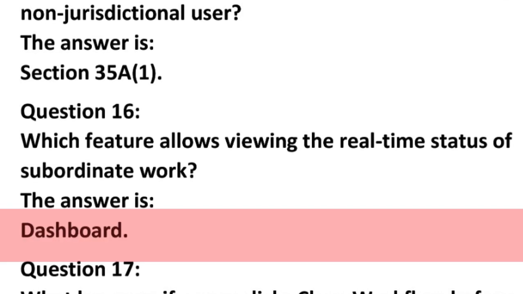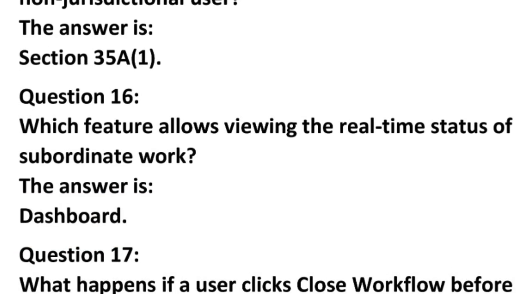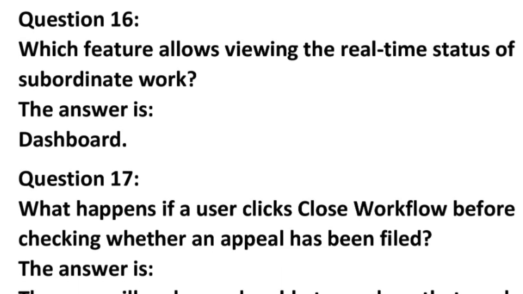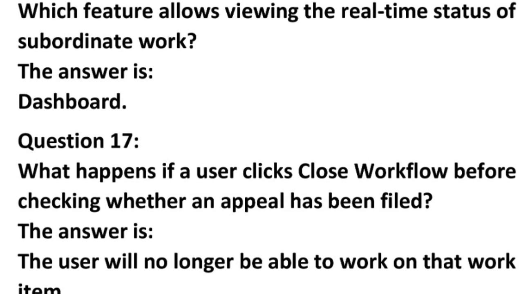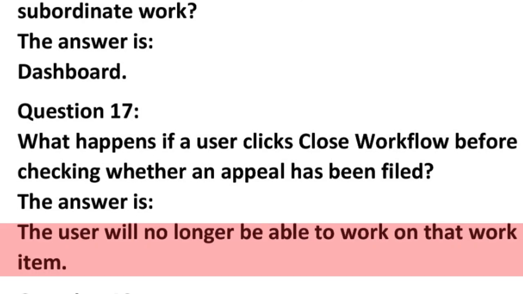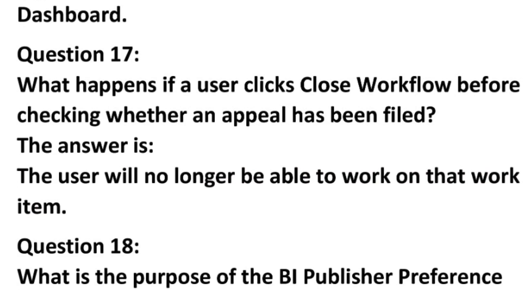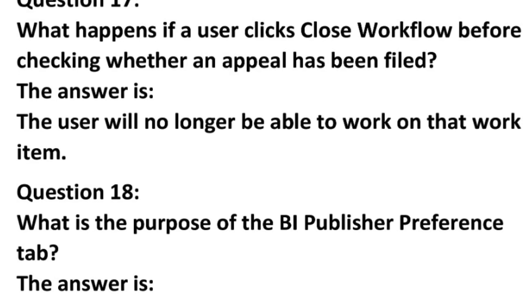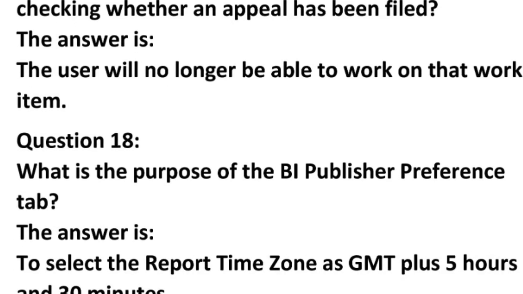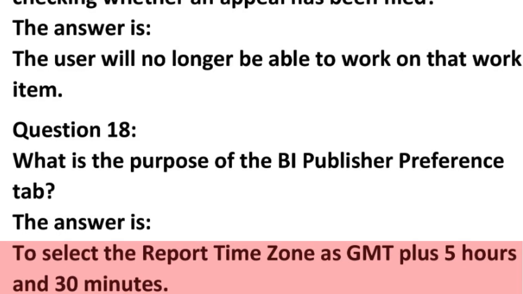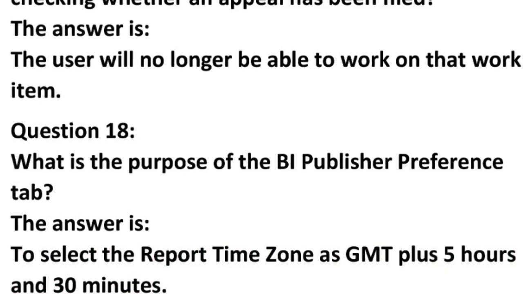The answer is Dashboard. Question 17. What happens if a user clicks Close Workflow before checking whether an appeal has been filed? The answer is the user will no longer be able to work on that work item. Question 18. What is the purpose of the BI Publisher Preference tab? The answer is to select the report time zone as Greenwich Mean Time plus 5 hours and 30 minutes.